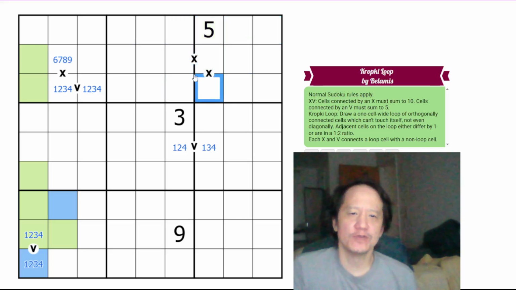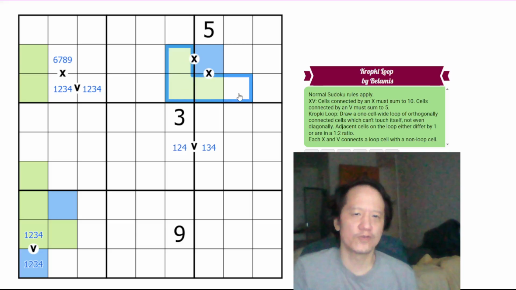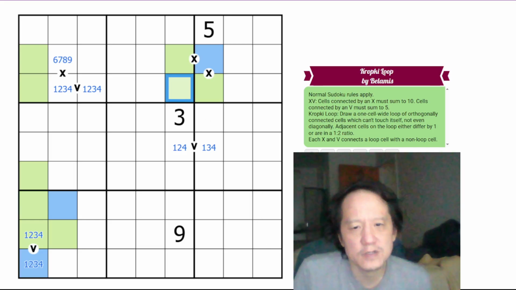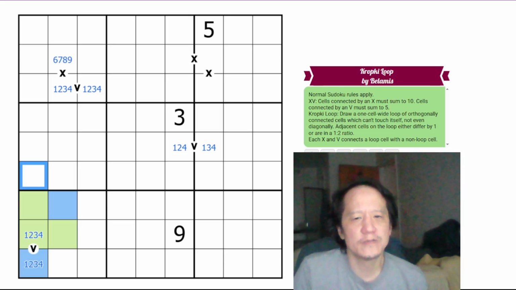What if both of these are on the loop? If these are on the loop, this is not. Again, they must share a neighbor, so it must go that way. But we don't have any restriction anywhere else. And that could work very well, actually, because these digits would be consecutive with the same digit or in a 1 to 2 ratio with the same digit. And that's fine. Okay.